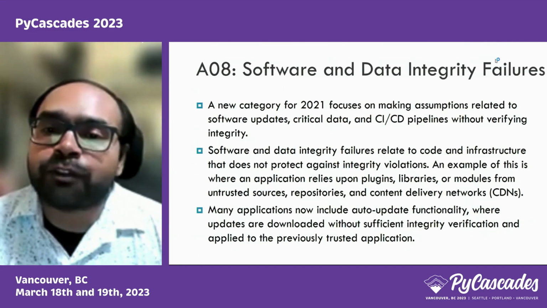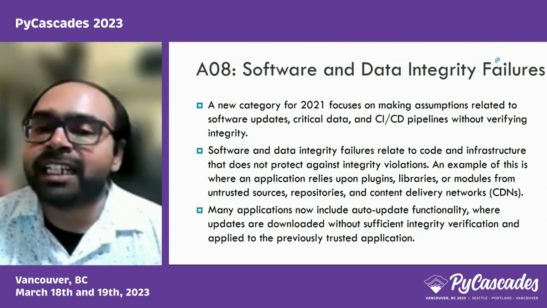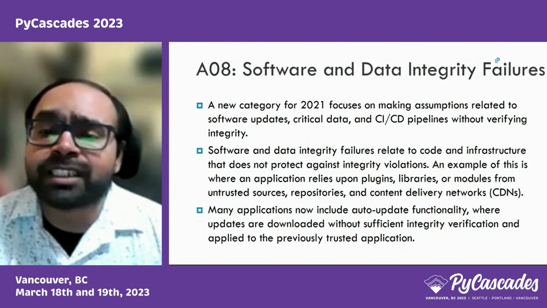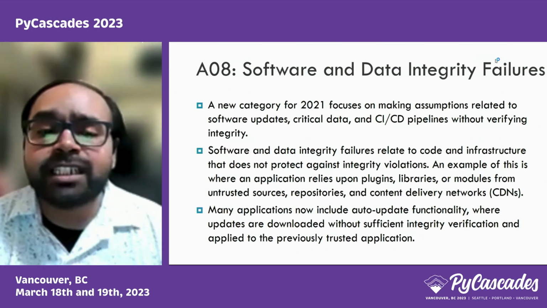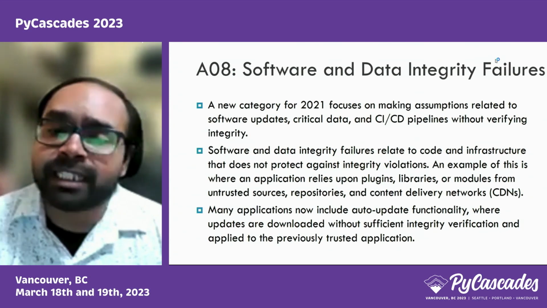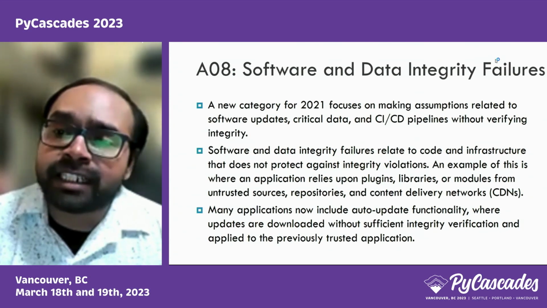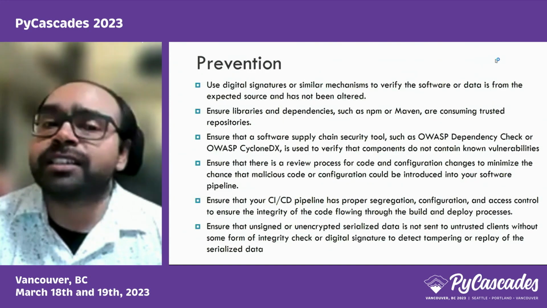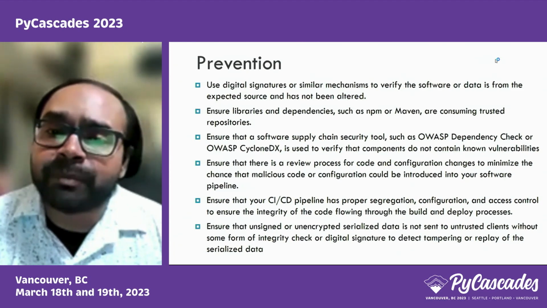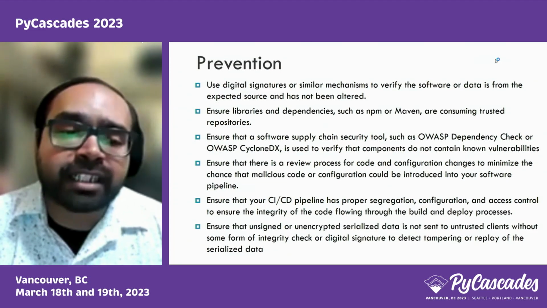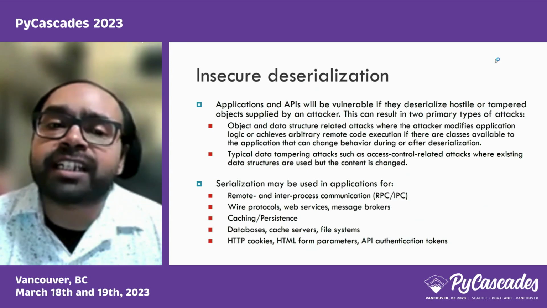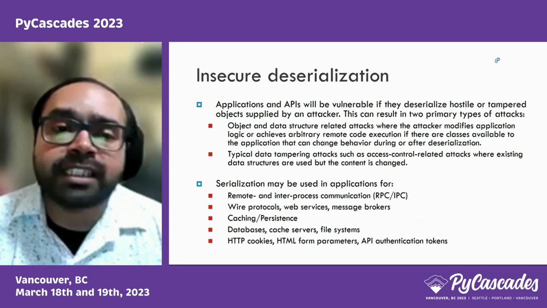Then eighth one is software and data integrity failures. Again, it's a new category in 2021. So many applications now include auto update functionality. So it's not sure that when they're automatically updating it, the integrity is maintained. So the solution is that use digital signatures and ensure that libraries and dependencies are consuming the trusted repositories. Then again, now insecure deserialization is also part of the same category.